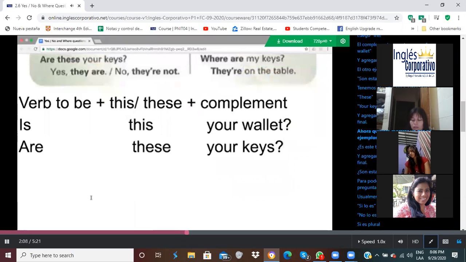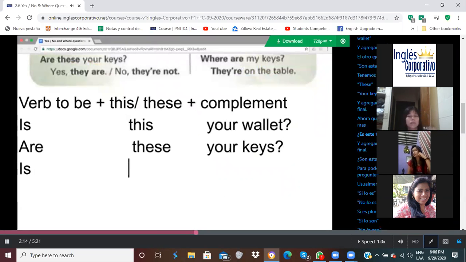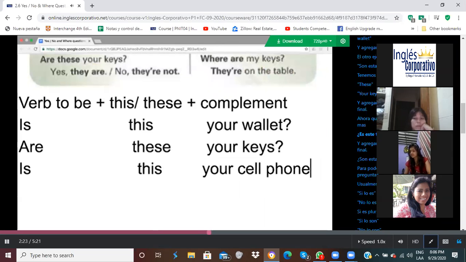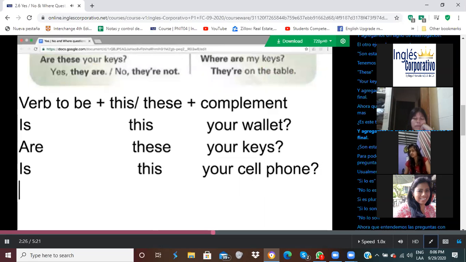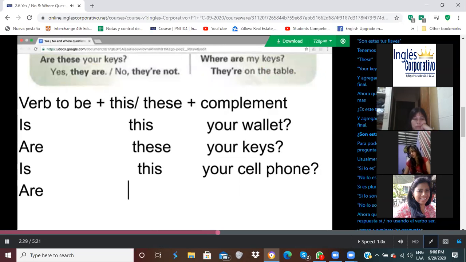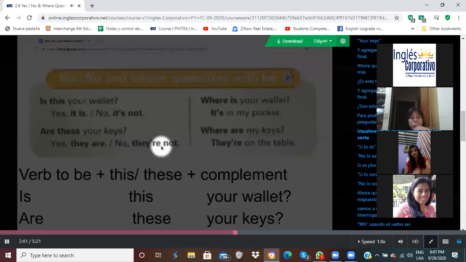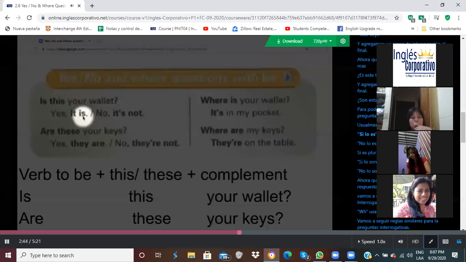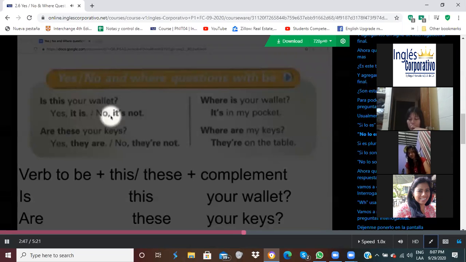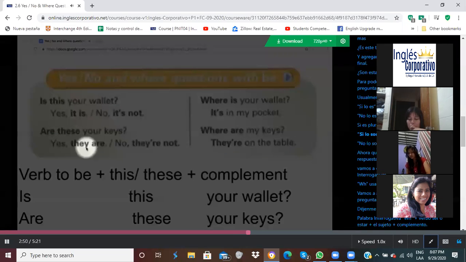Let me give a couple of more examples. Is this your cell phone? Question mark at the end. Are these your things? In order to answer this type of questions, you're typically going to answer with yes, it is, no, it's not. If it's plural, for example, yes, they are, no, they're not.